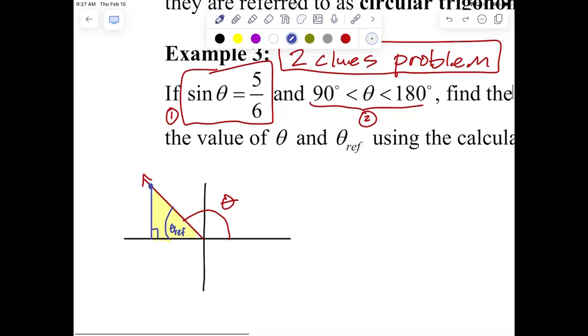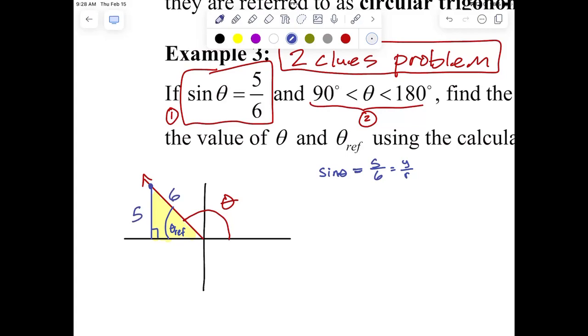All right, now, I've used the second clue already to put it in quadrant 2. The first clue said that sine is 5 over 6. Let's write that down. Sine of theta is 5 over 6. What's the definition of sine in terms of x, y, and r? Y over r. So here's what we do next. We label the 2 sides of this right triangle based upon that ratio. So I'm going to call the sine, which is y, 5 over 6.